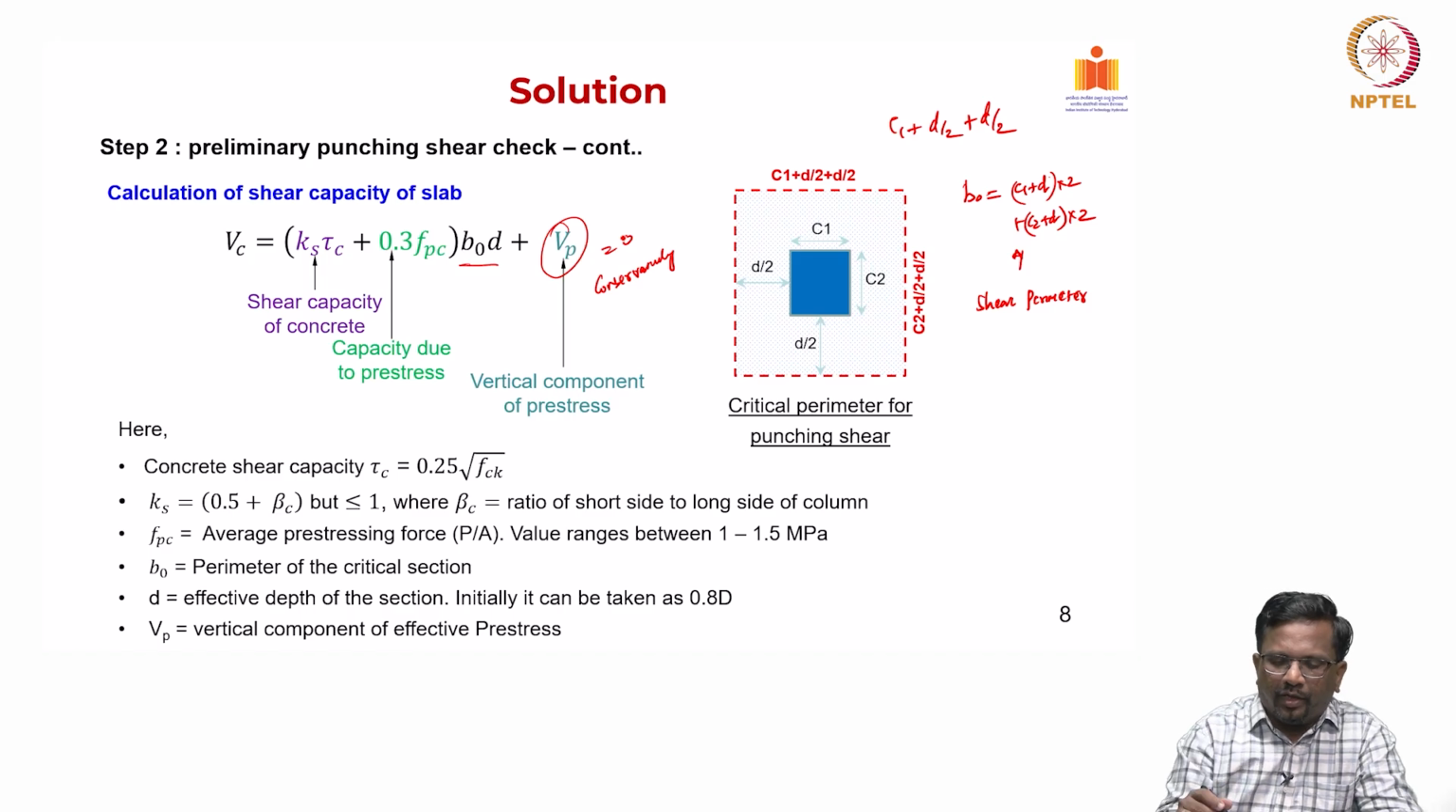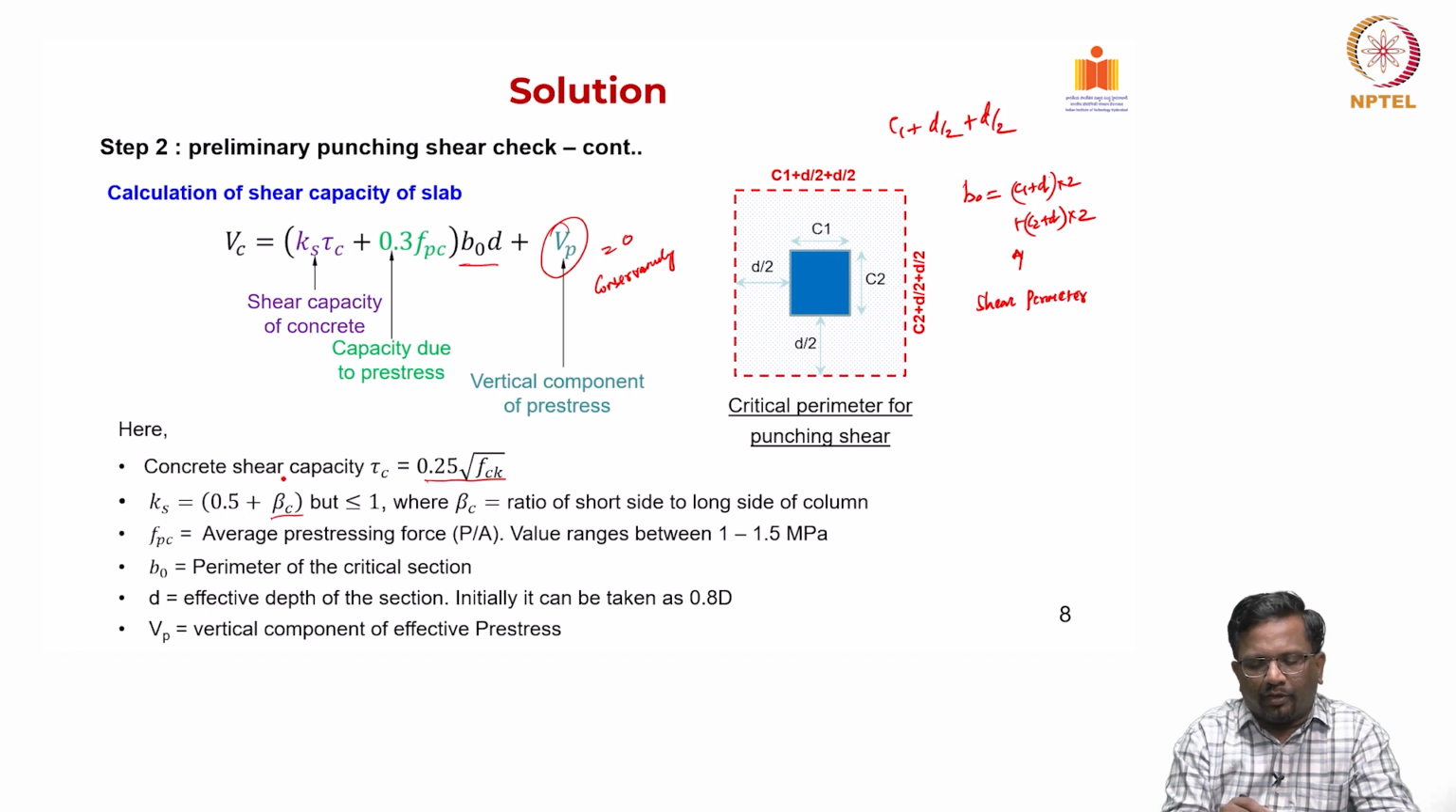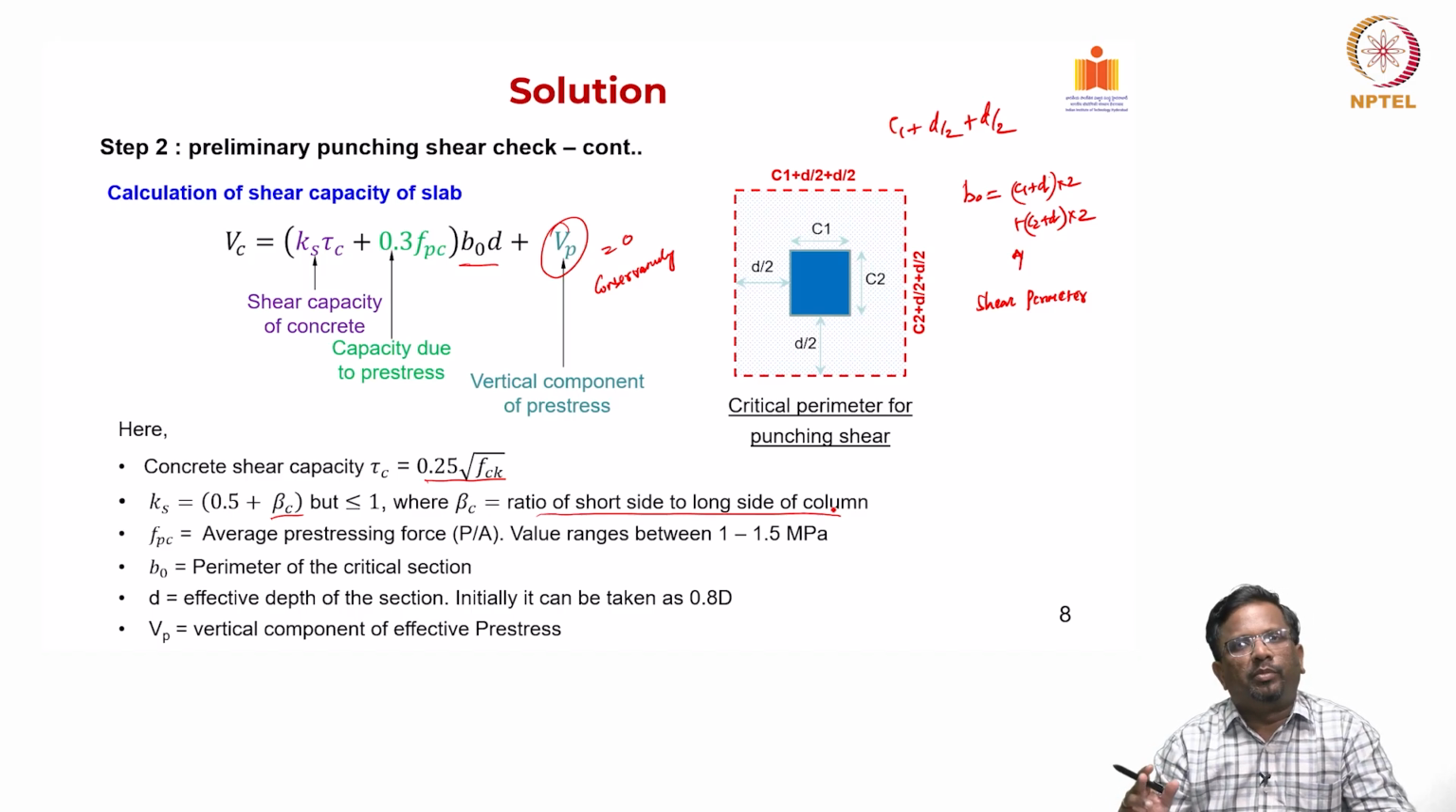If it is not, then we will go ahead and see how to account for Vp, right. Now, tau c is 0.25 times square root of fck, and the Ks factor is 0.5 plus beta c, but the entire thing has to be kept less than 1. Beta c is the ratio of the short side to the long side of the column. Here it is a square column, so this ratio is 1. So, Ks will become 1.5, but it cannot be more than 1, so I have to take it as 1.